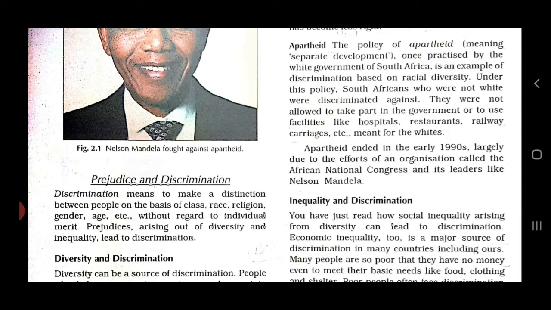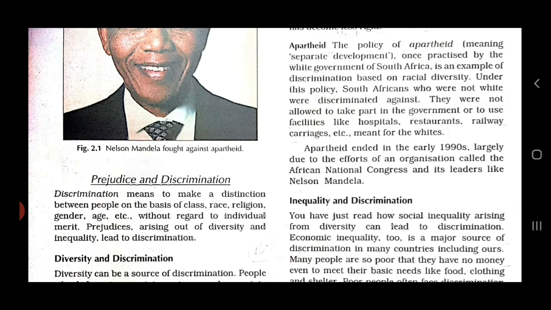Now, what was there in this? Under this policy, South Africans who were not white were discriminated against. Who was discriminated against under this apartheid, children? South Africans who were not white. We are talking about the skin color. So those who were not white were discriminated against. They were treated in an unfair manner.